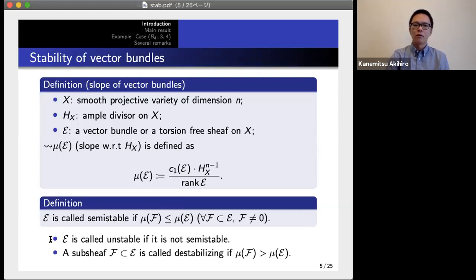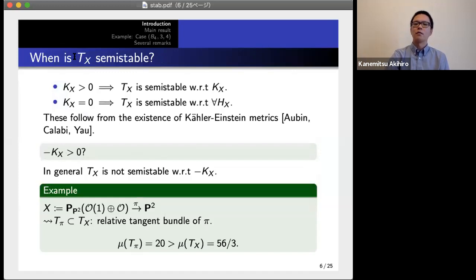And this bundle E is called unstable if it is not semi-stable. And in this case, a subsheaf which violates this inequality is called a destabilizing subsheaf of E. And similarly, a stronger notion, stability, not semi-stability, but stability, is also defined by replacing this inequality by a strict one. But today I will concentrate on just semi-stability for simplicity. Okay, so now we have defined the notion of semi-stability for a vector bundle. Then one can ask when the tangent bundle is semi-stable. This is a very natural question, and there are some answers to this question.